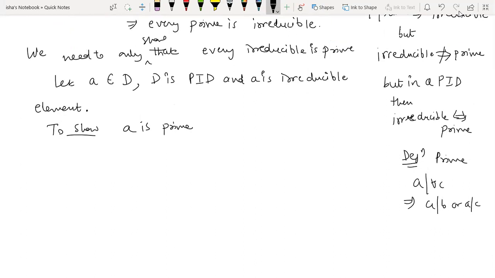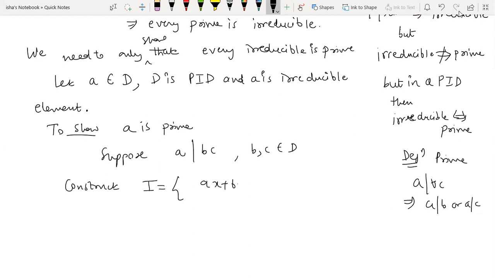So to show A is prime, we suppose A divides B into C, where B and C are also elements of the integral domain, the principal ideal domain D. Right, so now I'm going to construct a set I: AX plus BY, where X, Y belong to D.